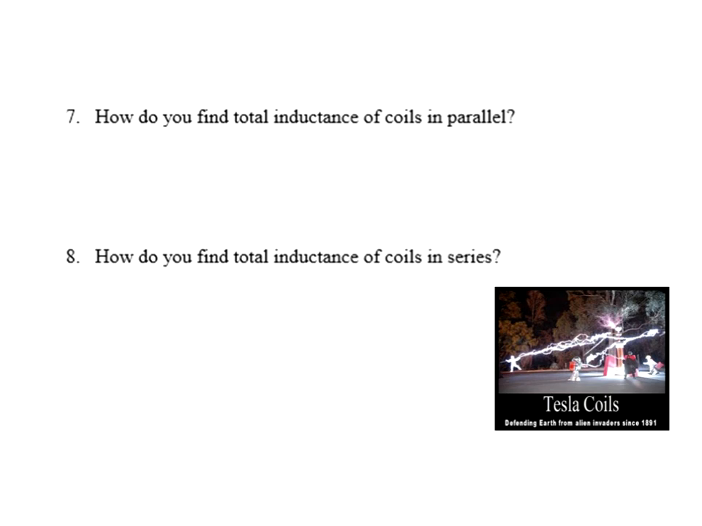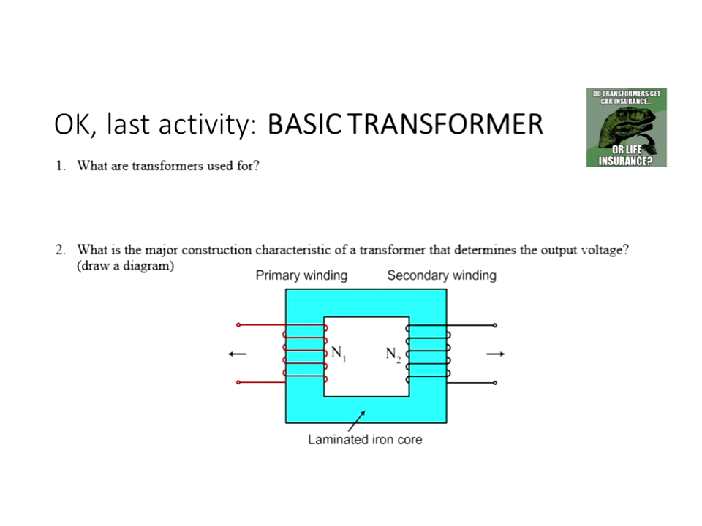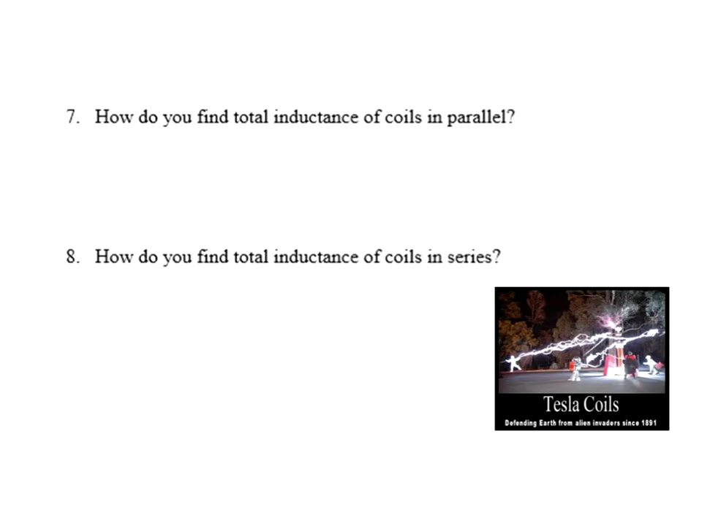How do you find total inductance of coils in parallel? In parallel, what we find is you find the total amount of inductance by utilizing the reciprocal formula. So how do you find inductors in parallel? Well, you take the reciprocal of each one, and you add them all together, and then you take the reciprocal. Finding the total inductance of coils in parallel is just like finding resistors in parallel, or capacitors in series, right?